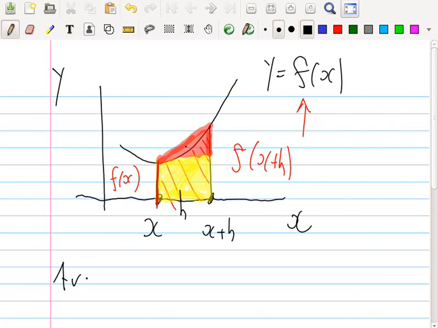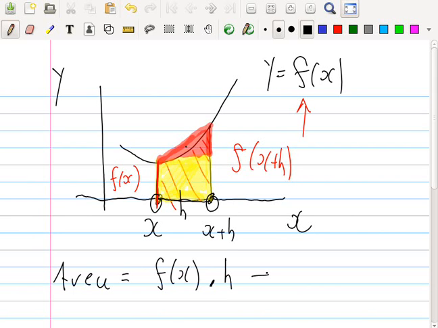What would be the area of the yellow rectangle? F of x times what? Not x plus h. It's h, isn't it? Because this is x here, and this is x plus h. The width is h. Yes?